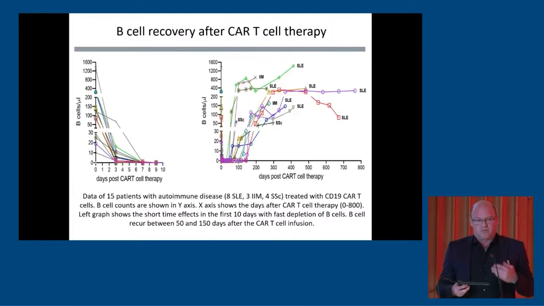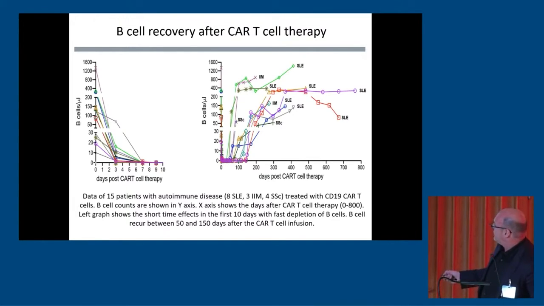Now, what did we see? What is interesting here? The first interesting part is that the B cells consistently come back. So we have not seen a single patient who had long-term B-cell aplasia. That might happen, we don't know, but at least it is probably not common. And you can see that here, this is 800 days. And you can see here this deep B-cell aplasia.